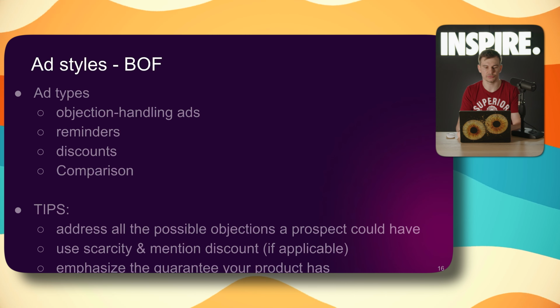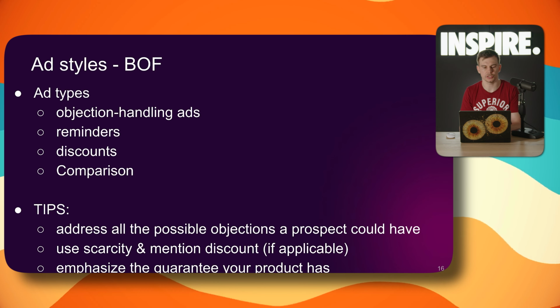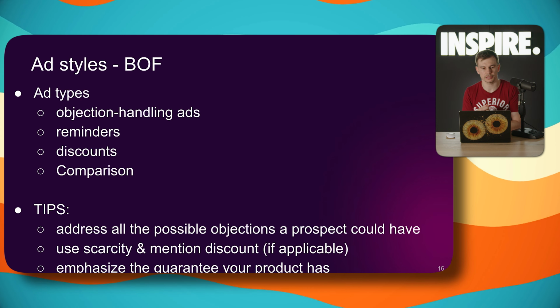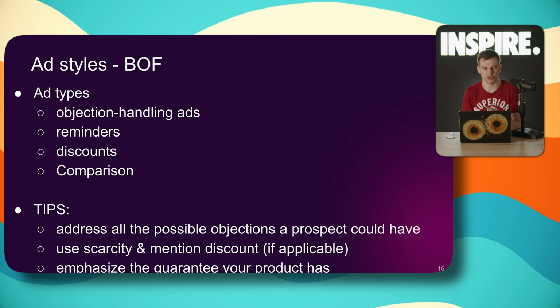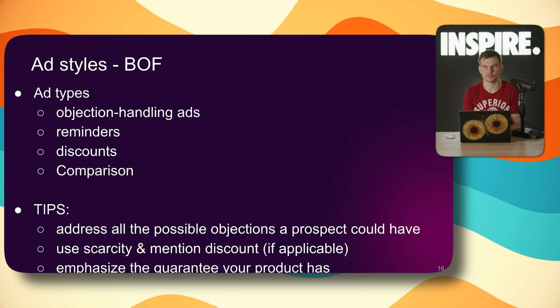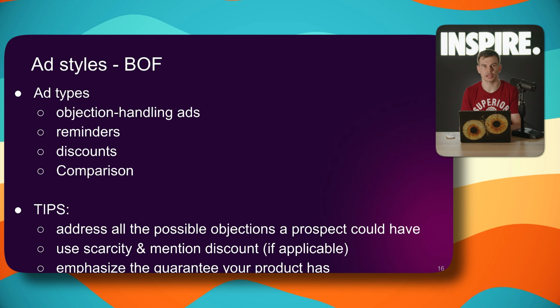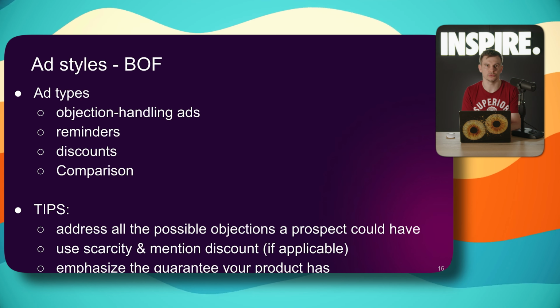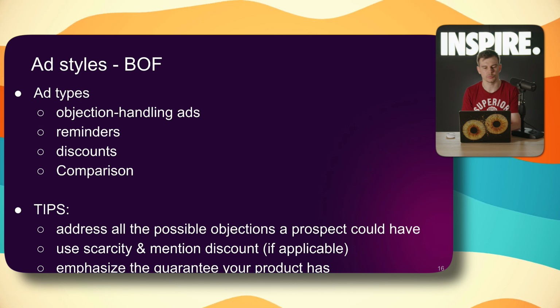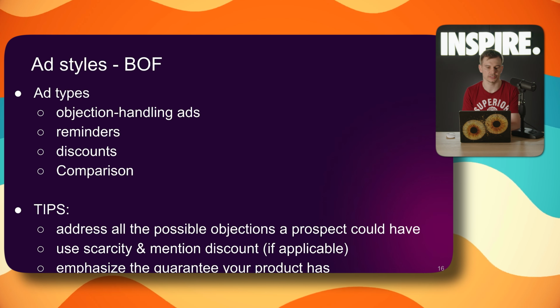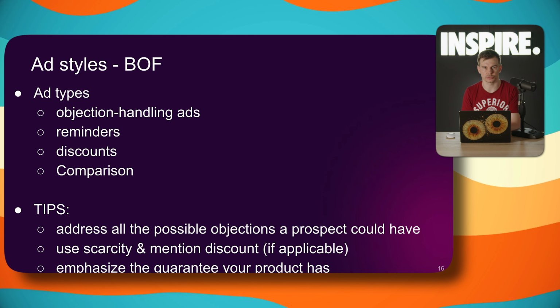After that, we have ads for the bottom of the funnel. So here we want to showcase objection handling videos, reminders, discounts, and comparison. So if someone has a question, like how does the product work, what they need to do, how they need to use it, what's the shipping, stuff like that. Those are all objection handling ads. Reminders, discount, those are self-explanatory.